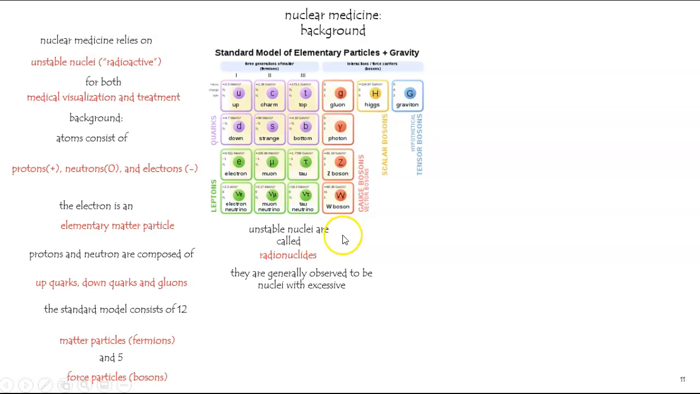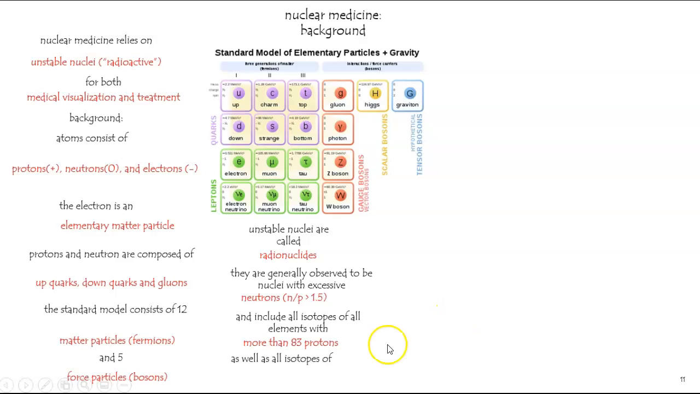But if you've got an unstable nucleus, we call that a radionuclide. They're great for imaging as well as for therapy. They have a couple things in common. They oftentimes, but not always, have too many neutrons in the nucleus, meaning more than 1.5 times as many. Don't take this as a hard fact, but it's something that's generally observed, certainly not always. But it is true that all isotopes of all elements above 83 are unstable. They're radionuclides. It's also true that technetium, for reasons that aren't well understood, every one of those isotopes, even though it's atomic number 43, all of those isotopes are unstable.